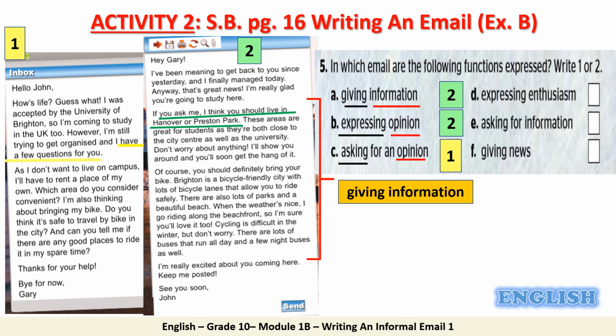D. Which email is expressing enthusiasm? Is it 1 or 2? Email 2. And this is the evidence. E. Which email is asking for information? Is it email 1 or email 2? Email 1, where Gary wants to know different things about life in Brighton. F. Which email is giving news? Email 1, where Gary is sharing his news with John.